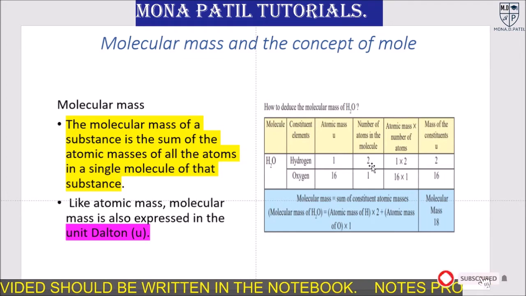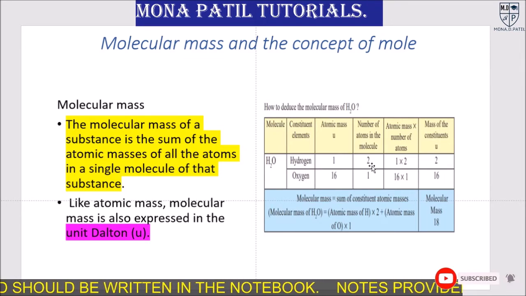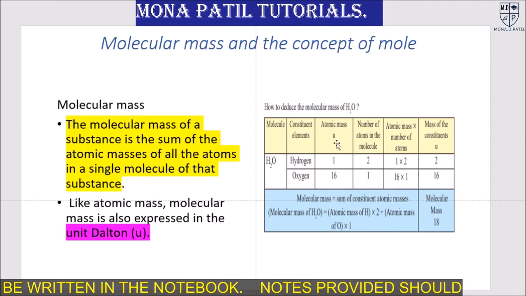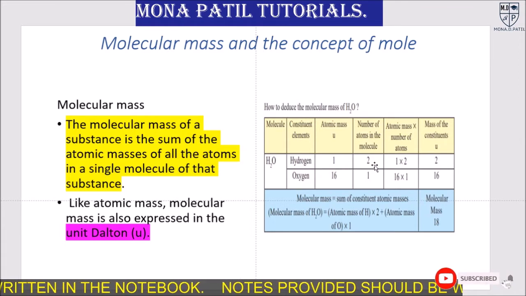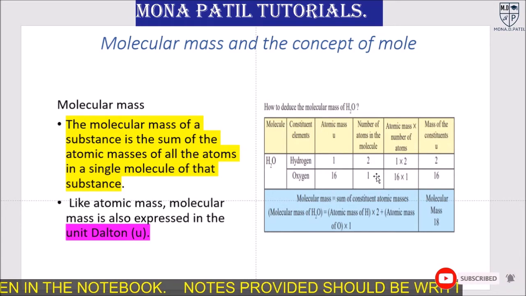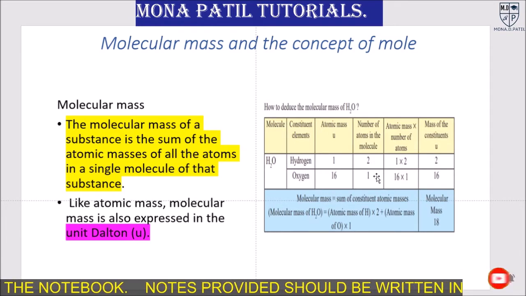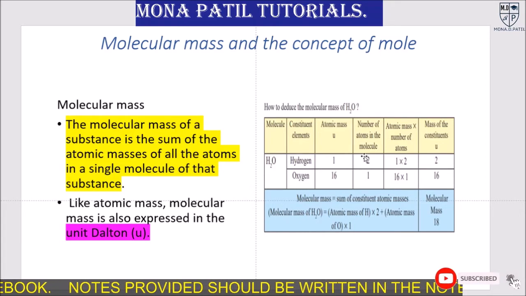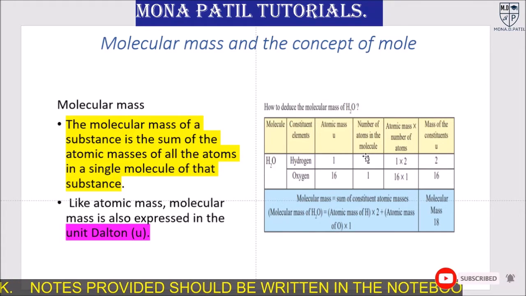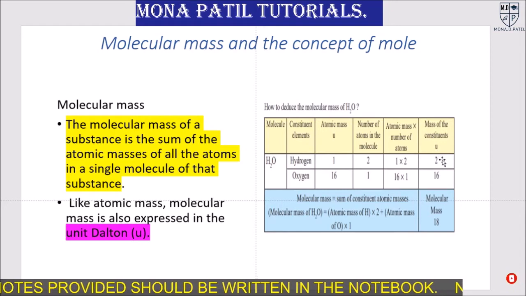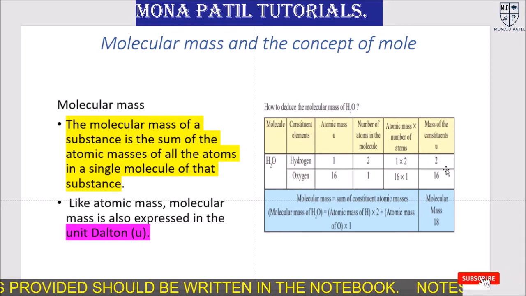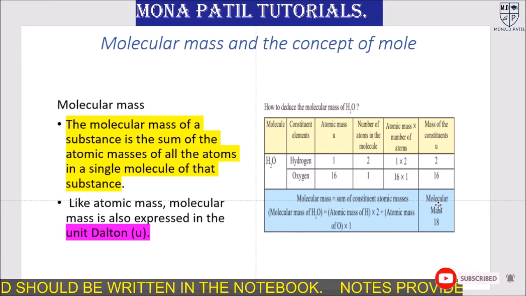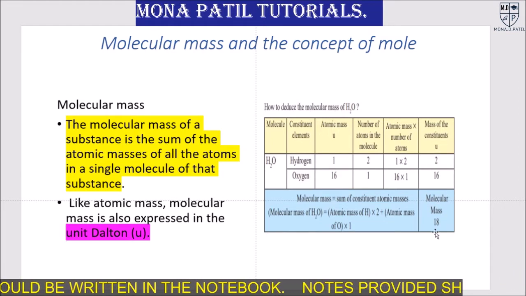In the next column you can see the number of hydrogen atoms in the molecule is 2. Here 2 hydrogen atoms are there, so we have written 2, and only 1 atom of oxygen, so here we have written 1. The multiplication of the atomic mass and the number of atoms in the molecule is given in the last column, that is 2 and 16. Together it will be 18. So the molecular mass of water is 18.